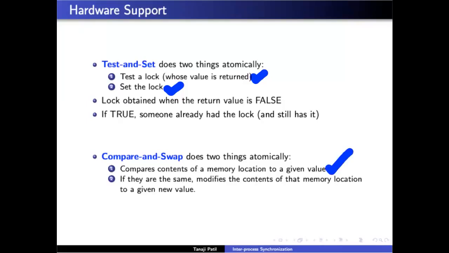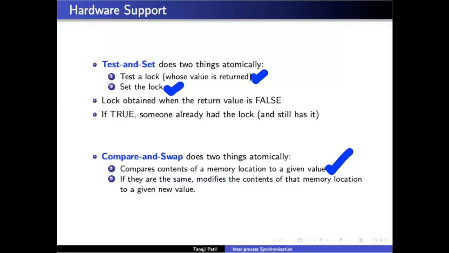Now, what is this memory location? That memory location is my lock variable, because the variable itself is the memory location, right? We are already aware of that. So this lock will be the memory location. So compare the contents of memory location with given value. If they are same, modify the content of that memory location to given new value.